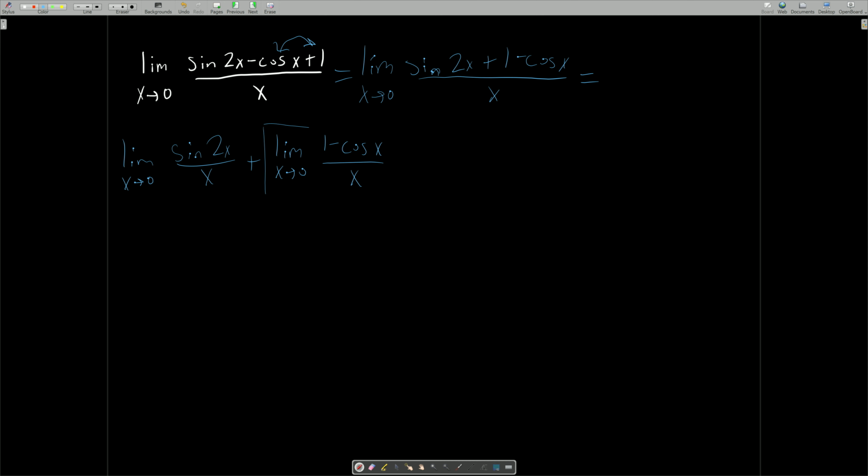This limit here is already simplified enough. This limit here is equal to 0 if you memorize it, because the limit as x approaches 0 of 1 minus cosine x over x is just 0.